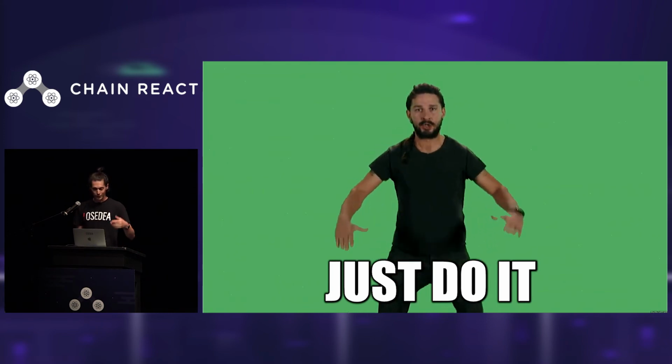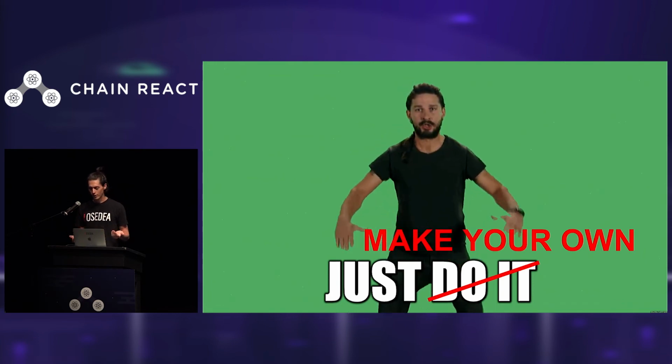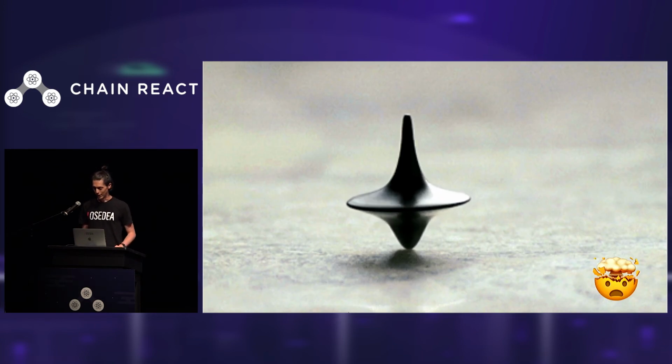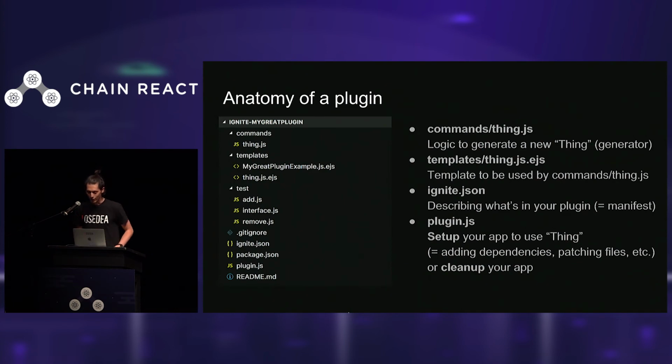So I just want to say it again, just do it. And if you don't like the ones that are out there, just make your own, because it's really easy with Ignite to make your own plugins. How do you do your own plugin? Well, just use Ignite. Ignite has a plugin command, and with Ignite plugin new, it's going to ask you a few questions, and it's going to generate you a bunch of code. That's mind-blowing, right?